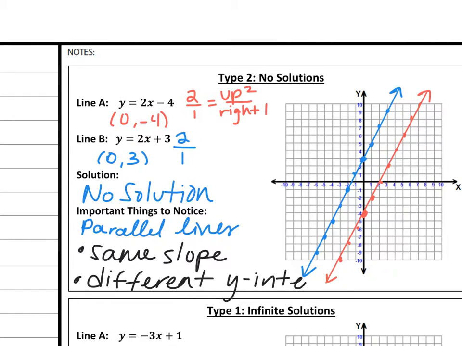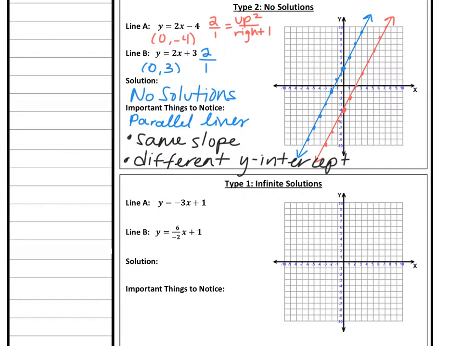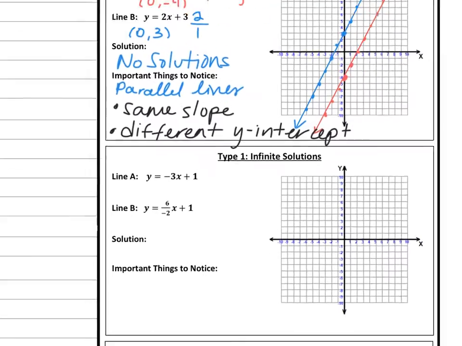So because they have the same slope but different y-intercepts, they will never cross, and because they're parallel, they'll have no solutions. No solutions.